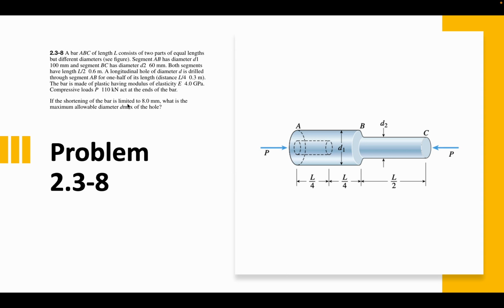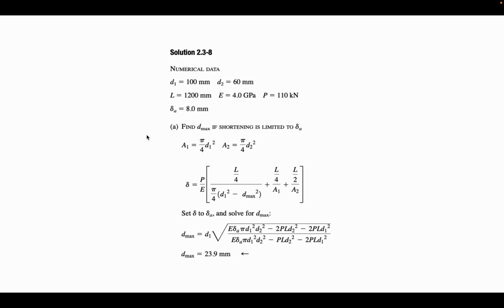If the shortening of the bar is limited to 8 mm, we have been asked the maximum allowable diameter d max of the hole. So let's look at the solution. Here, these are all the numerical data given to us.